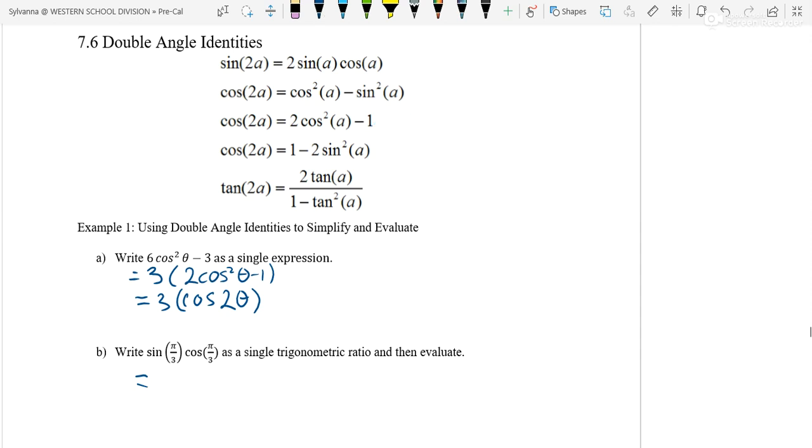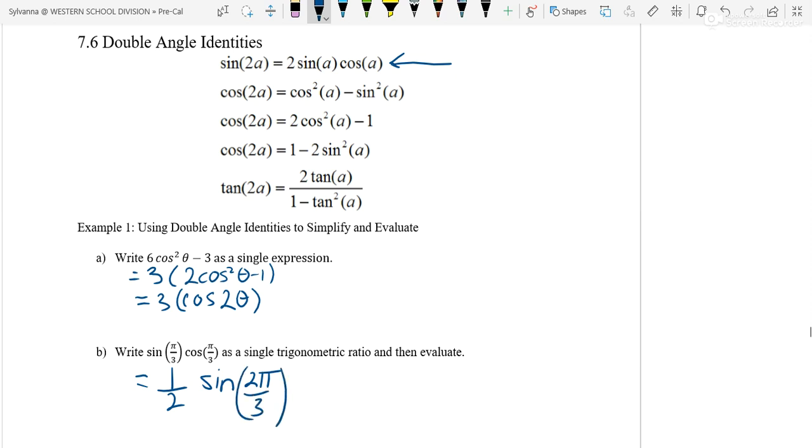Well, I have a sine times a cos. That leaves me with this one. This one is the only one that has sine times cos. I'm left without a half. So that means that I probably need to times this by a half to get rid of the 2. And then I have sine of 2 pi over 3.